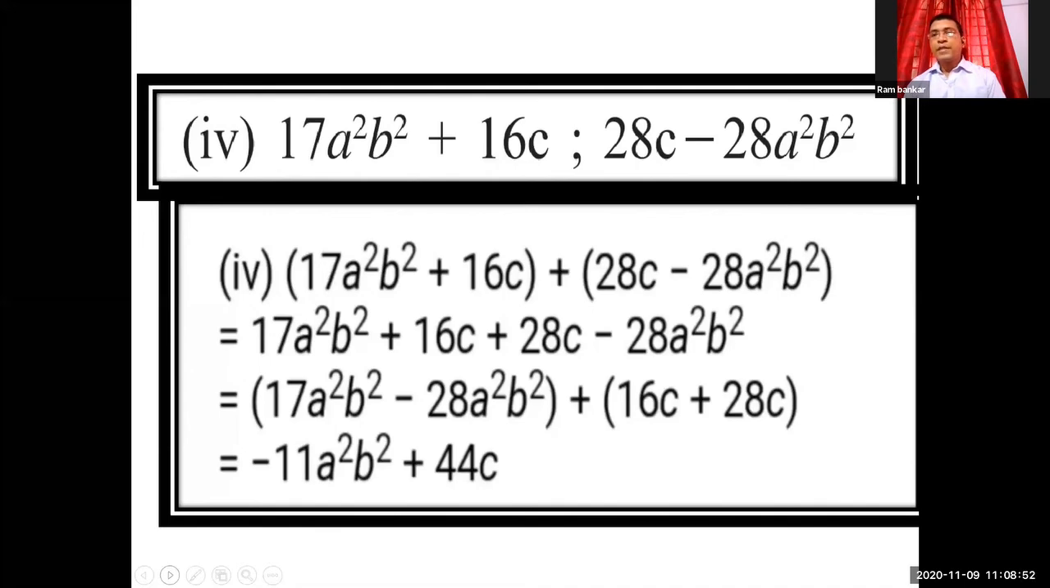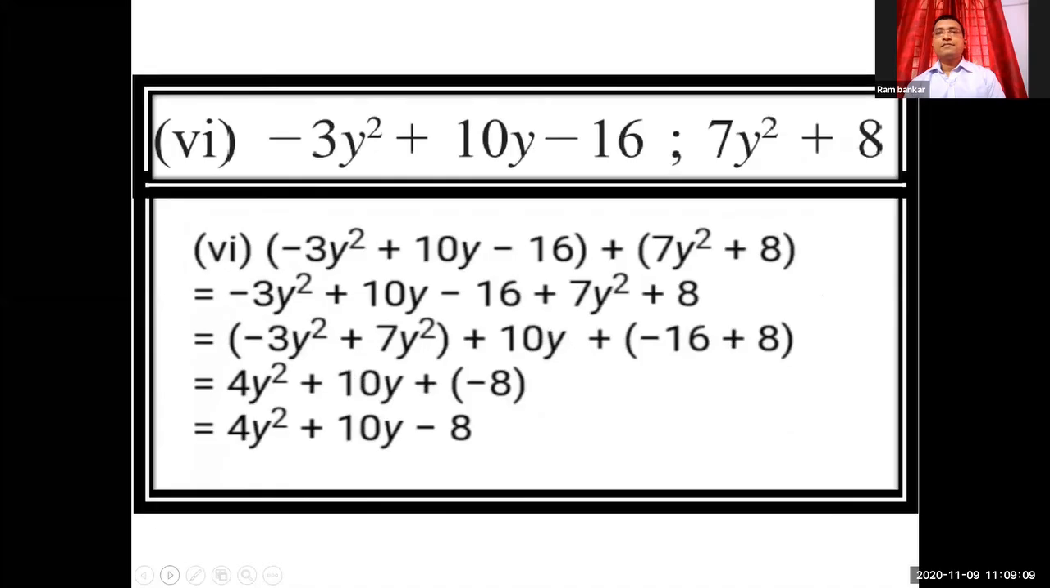Look at the second bracket. 16 plus 28. How much? Plus is there. So 44. 16 plus 28, 44c. The answer is minus 11 a square b square plus 44c. Look at the next slide.